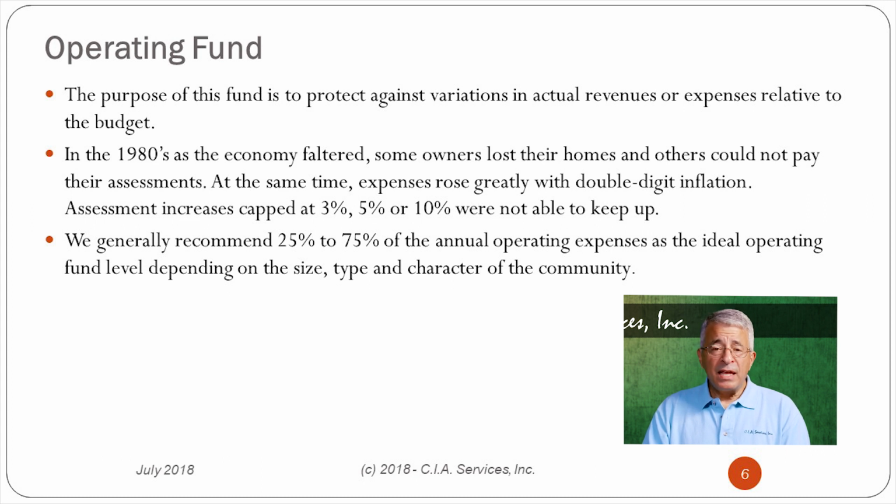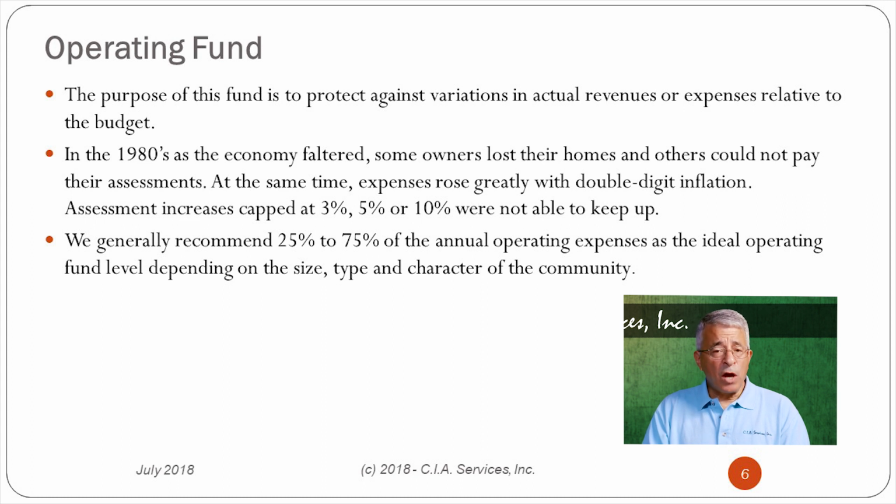We can estimate the ideal value or the target value for the operating fund based on the characteristics of the community. I won't go into those details much right now, but basically we're generally recommending that the operating fund be somewhere in the range of 25 to 75% of the normal operating expenses of the association. For most communities with a reasonable size and a certain amount of assets, recreational facilities, we're typically in the 40% range is what we're recommending.